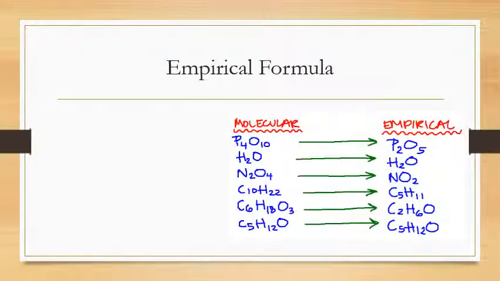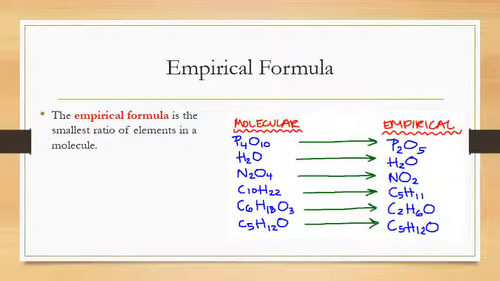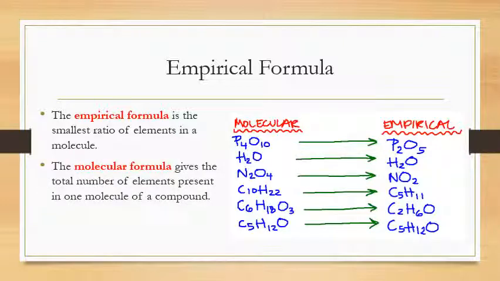So then we look at the final type of formula we have to learn, which will be more helpful for next year when we use it, the empirical formula. The empirical formula is the smallest ratio of elements in a molecule, compared to the molecular formula, which gives the total number of elements present in one molecule of the compound. So for example, the molecular formula of decane is C10H22. You can divide those numbers by 2 to get a clear ratio. So the ratio is actually C5 to H11. So it's basically the empirical formula.